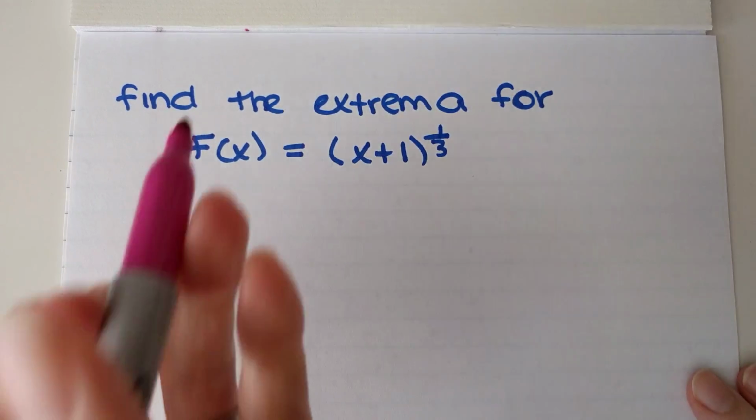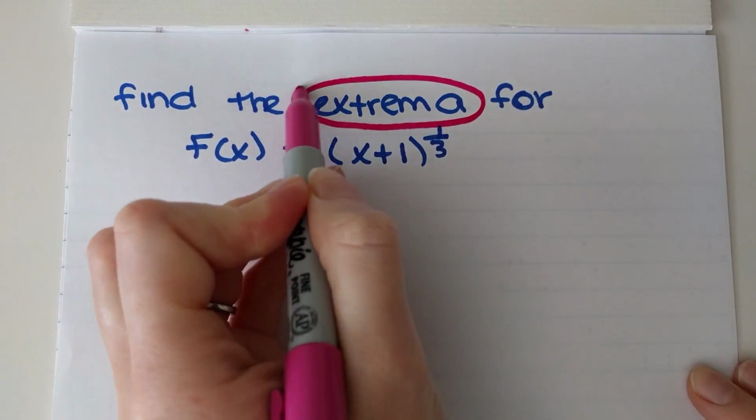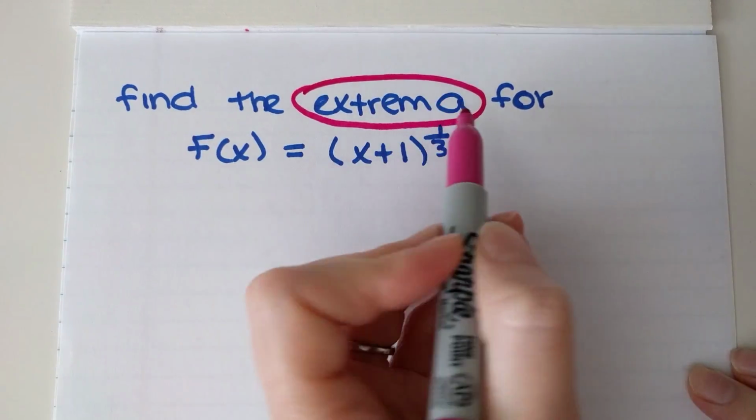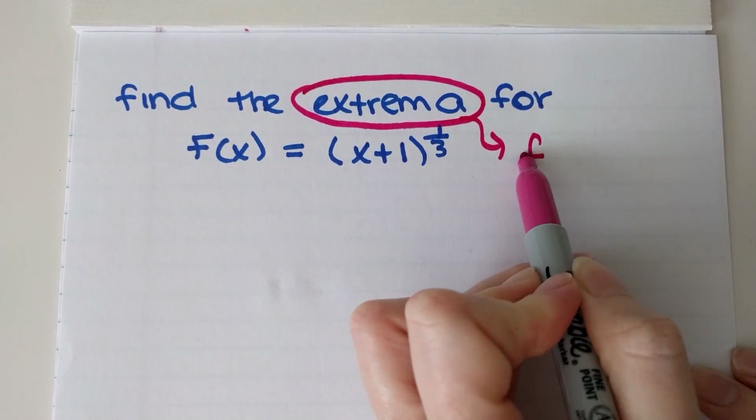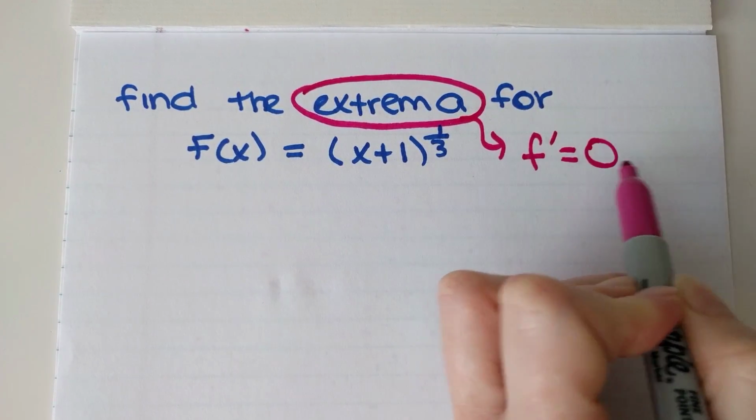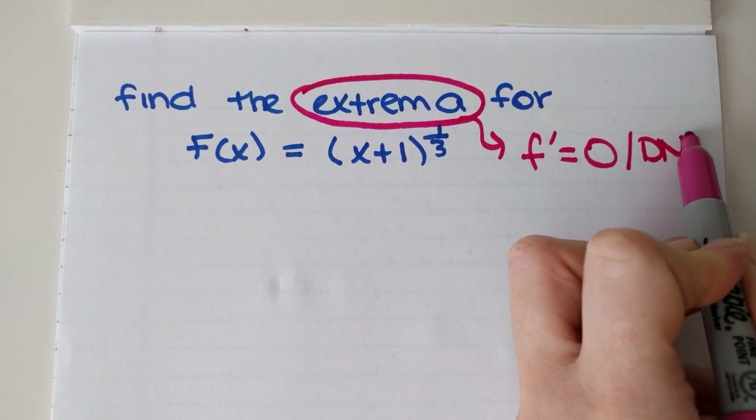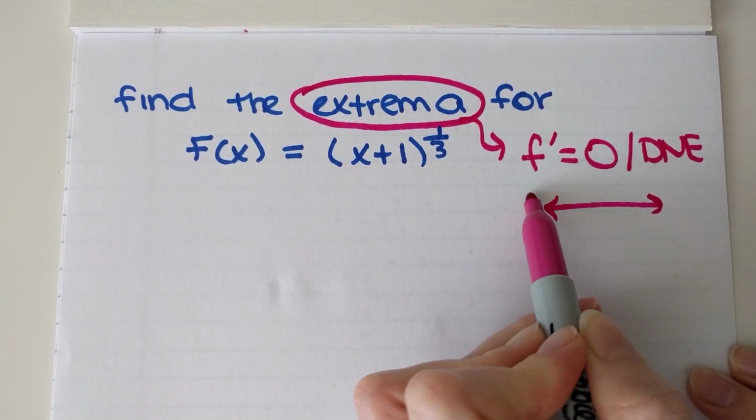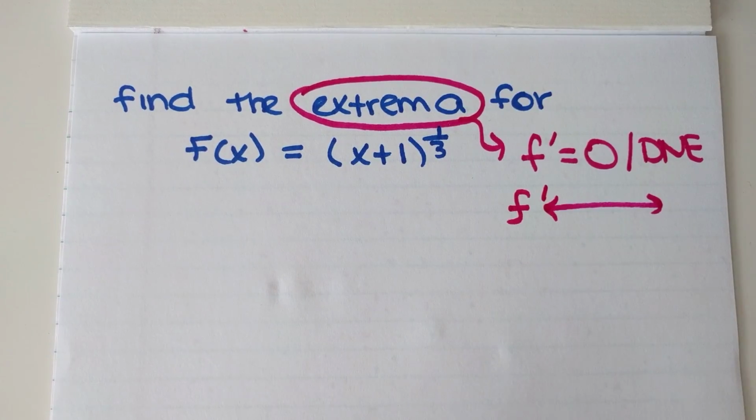So when reading this question, the first word that should really stand out to you is extrema. That's what we need to find. And we said that to find extrema, we take our derivative, set it equal to 0 or does not exist, and then we draw a number line and plug into the derivative.